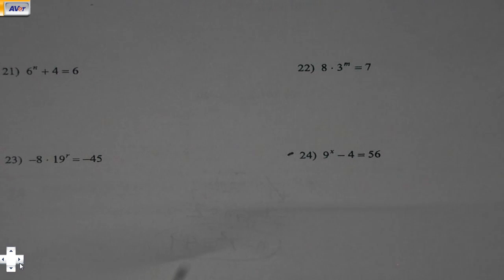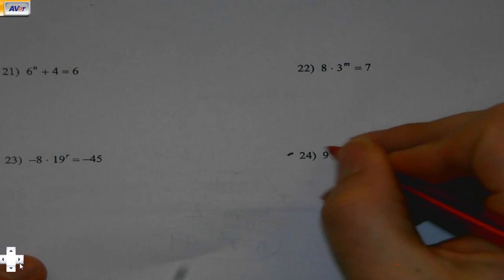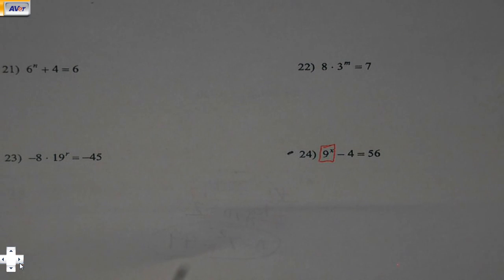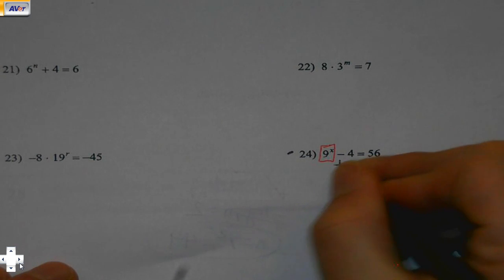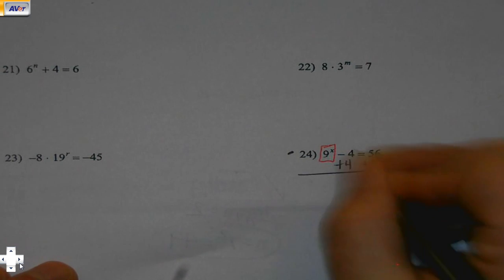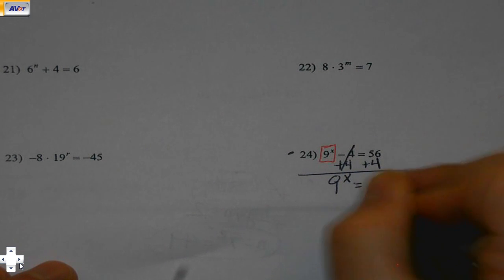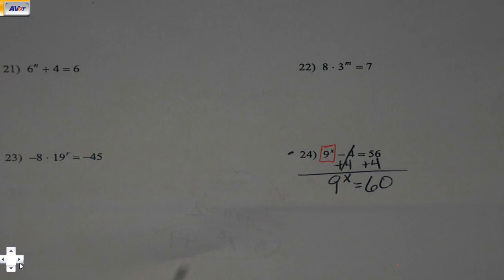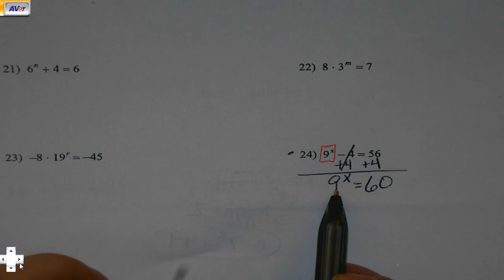So I got one more I want to do. I'm going to go down to 24 here. Before you exponentiate, you've got to isolate that term first. So how do I get the minus 4 out of there? What's that opposite? Right, it'd be to add 4. So 9^x equals 60. Now I'm going to divide by 9, right? No! This is not 9 times x. It's 9 to the x power.